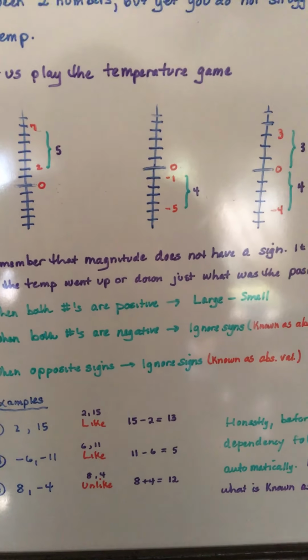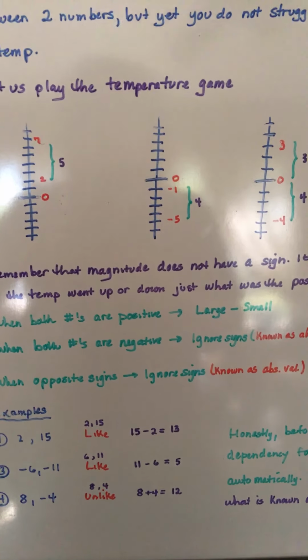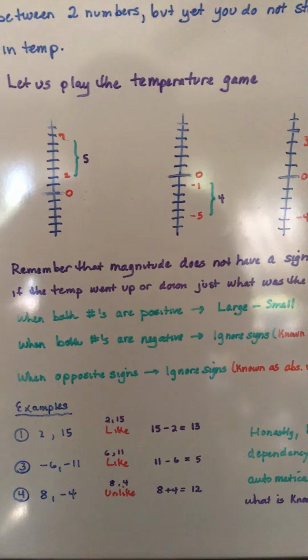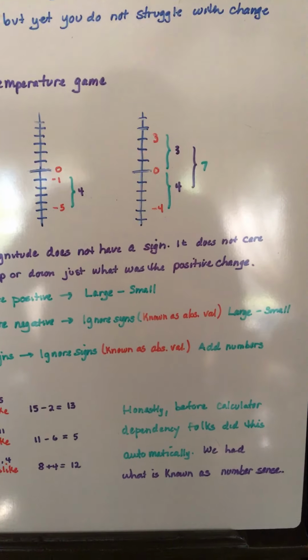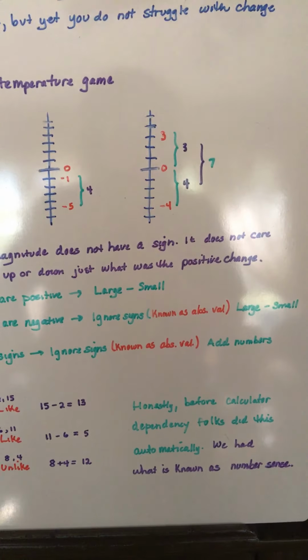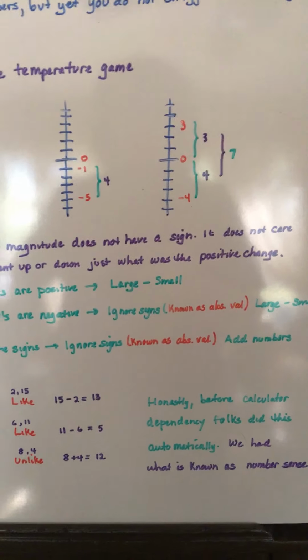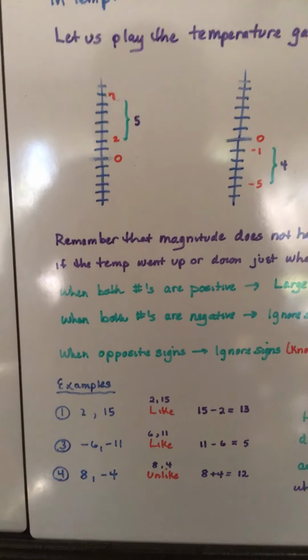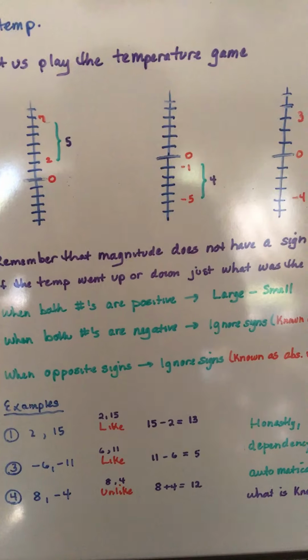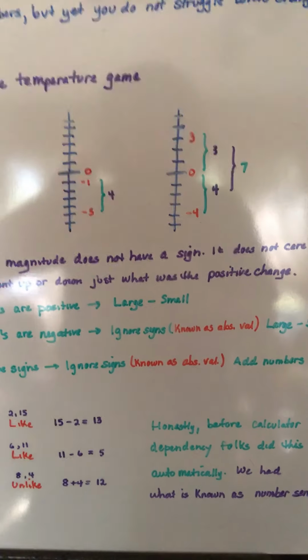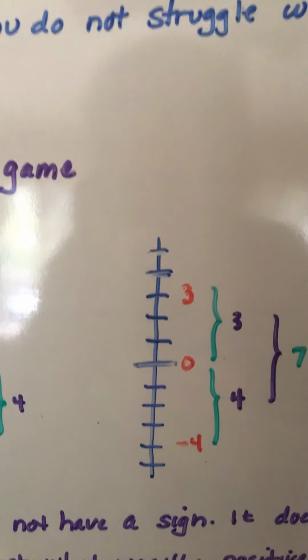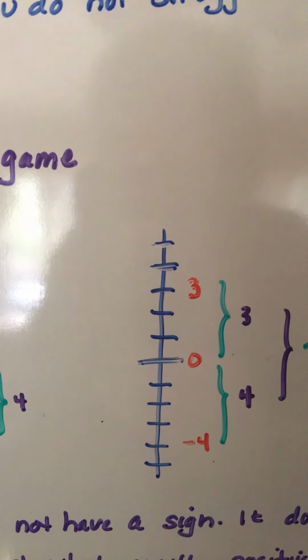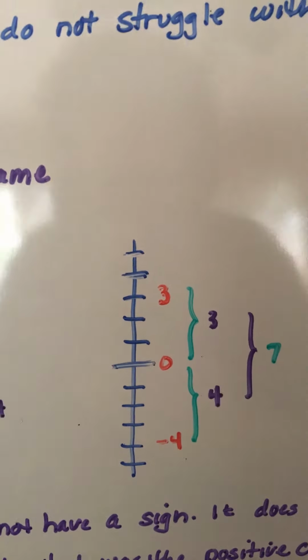So when both numbers are positive, you just do what comes automatically, large minus small. When both numbers are negative, you ignore the signs. That is known as taking the absolute value, and you do large minus small. When you have opposite signs, you ignore the signs, known as absolute value, and you add the numbers, because you said the change was, well, I went 3 above, I went 4 below, so 3 and 4 is 7.